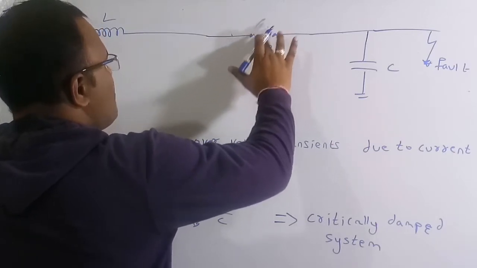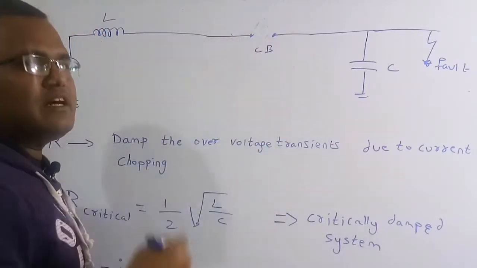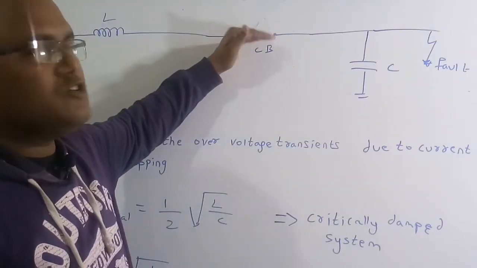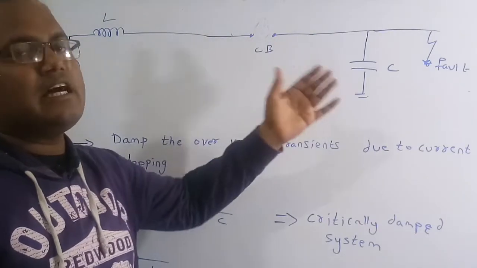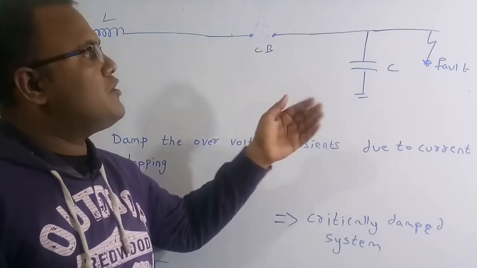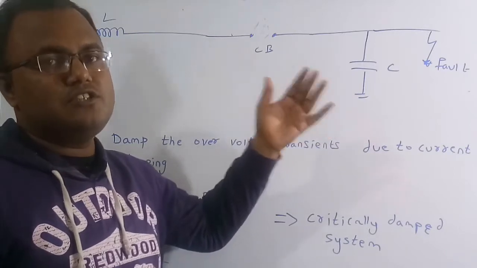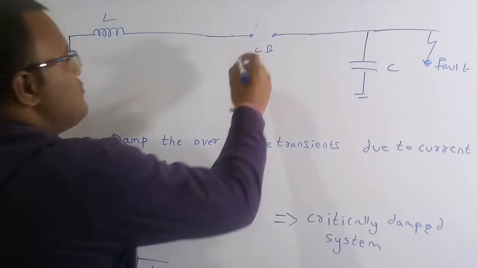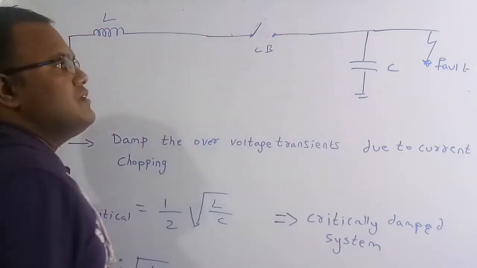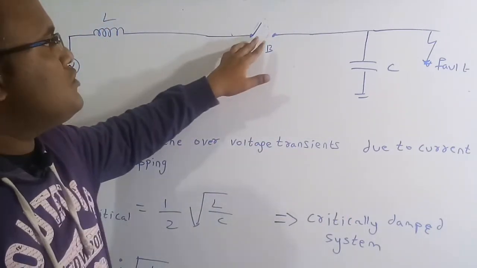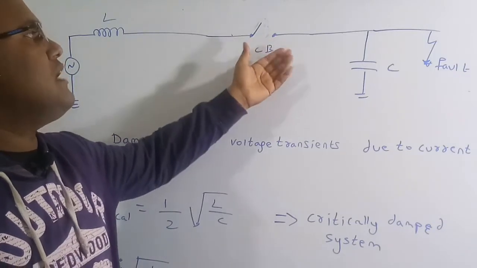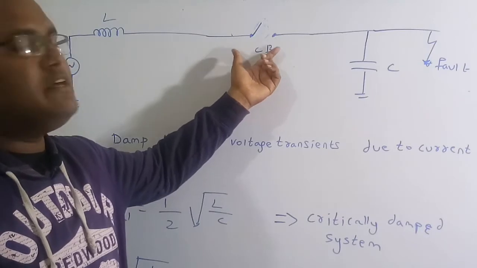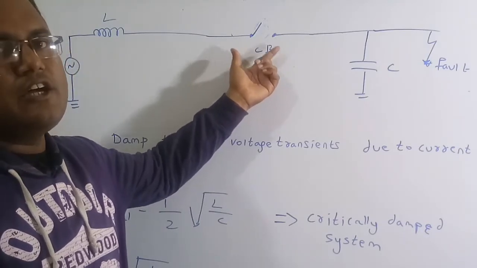Suppose you open the line before the natural occurrence of current 0, that method is called current chopping. See, we are going to open the circuit breaker even when the natural occurrence of 0 in the current has not happened. So in current chopping, if you remove this line before the natural occurrence of current 0, then a huge amount of current, or we can say a spark, is going to occur between the contacts. So we have to reduce the amount of spark between the contacts of the circuit breaker.